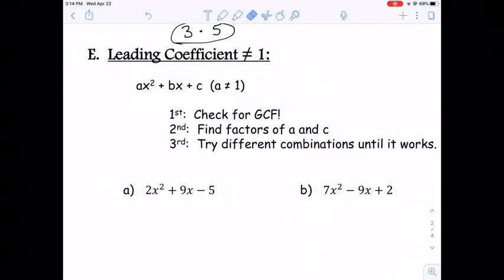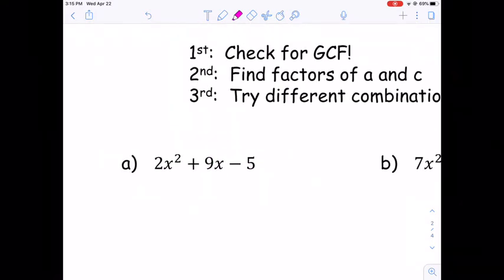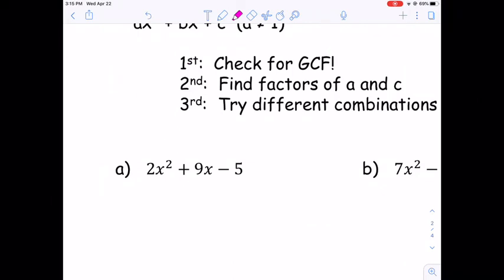Part E is the most difficult type of case to factor, in my opinion. This is where your leading coefficient is not a 1. So in problem A, we see that there's a 2 here. Always check to see if there's a greatest common factor with the 2 and the 9 and the -5. Does any number go into 2, 9, and 5? No, it doesn't. So I cannot pull out a greatest common factor.